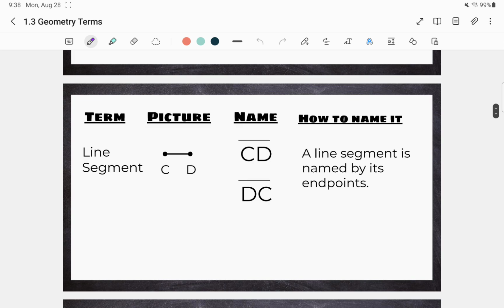Now we have our line segment. So the line segment basically ends. It does not go forever in both directions. And so you name it with the 2 endpoints. So this one could be CD or DC, but notice above it, there is a straight line.